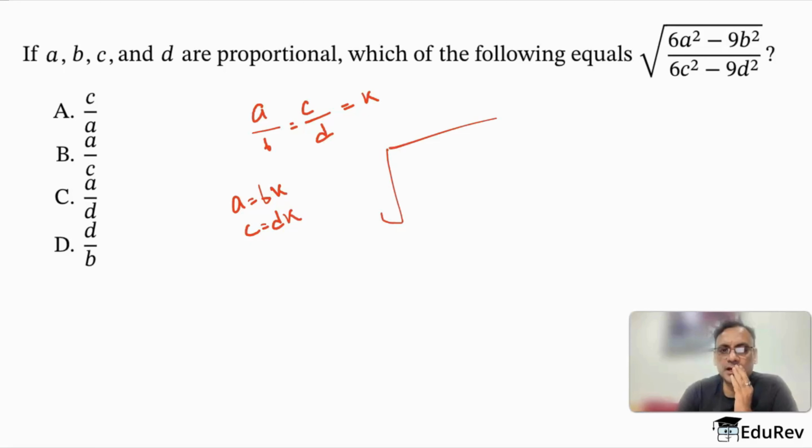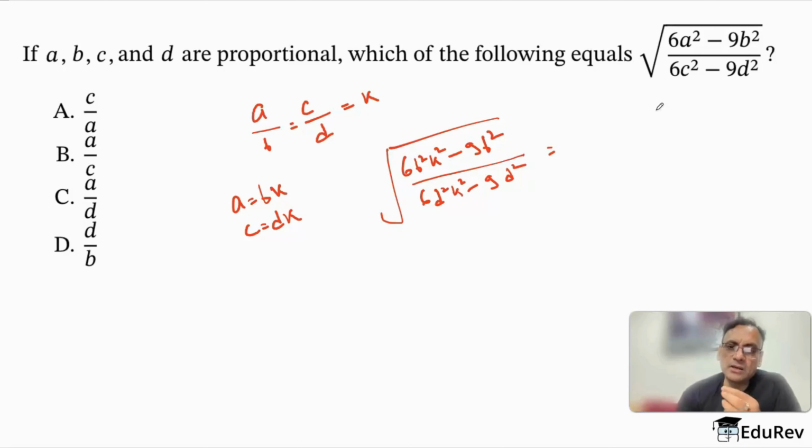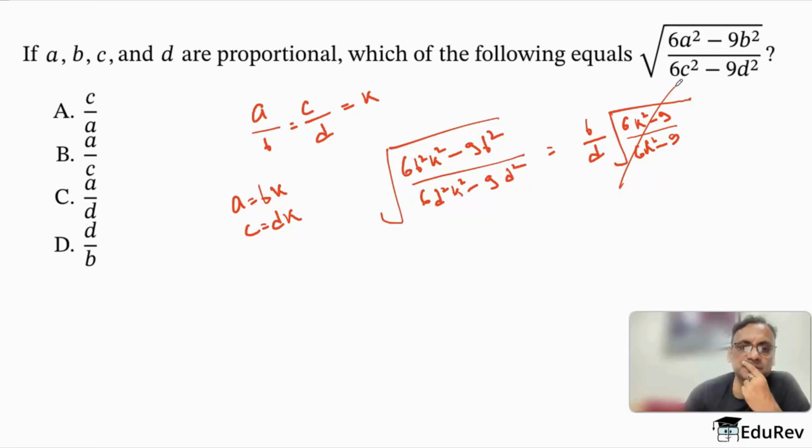So let's try this. Under root 6a square, which means b square k square minus 9b square, upon 6c square, which again is d square k square minus 9d square. So from the numerator, you can see that b square is common and in the denominator d square is common. So I can take b by d out. So b by d, and then what am I left with? 6k square minus 9 upon 6k square minus 9. You have the same terms which get cancelled. So your answer is b by d.